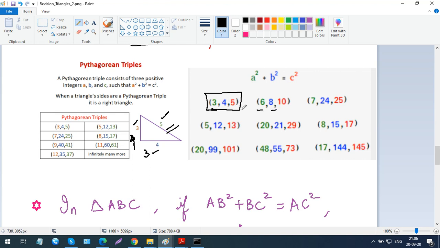Okay, and it goes on, 3 3s are 9. I can multiply with any factors. So if you can remember this, it's good. 3 4 5, and then you have another one as 5 12 13. Then you can remember 7 24 25 and so on. If possible, just remember a few of the simple ones. All right, now come here, look at this.